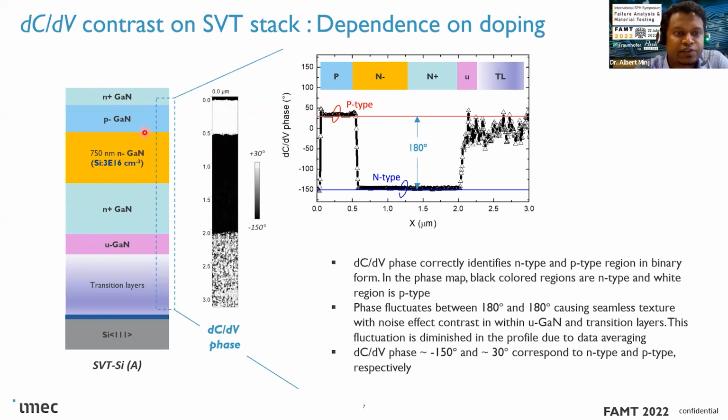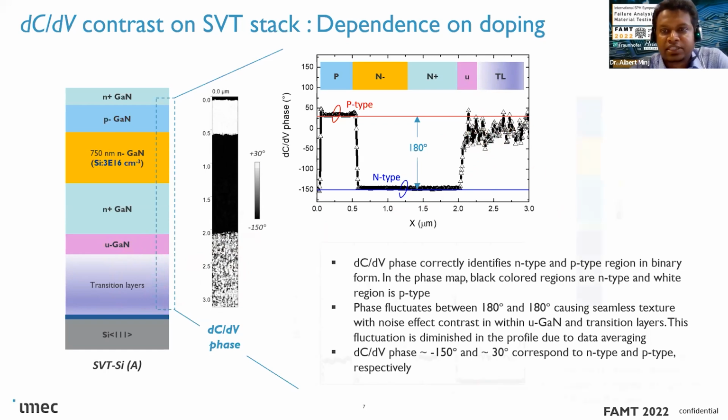And all the N-type regions, for example, N+, the drift layer with low doping, 3E16, and then N++ GaN, appear at a 180-degree phase shift from the P-type region. And this confirms that dC/dV phase is actually measuring correctly the type of the doping. And in the regions where we have no doping, for example, undoped gallium nitride and the transition layers, we actually see noise. It fluctuates between minus 180 degrees to plus 180 degrees, but because we have averaged it around, we are seeing a different value.